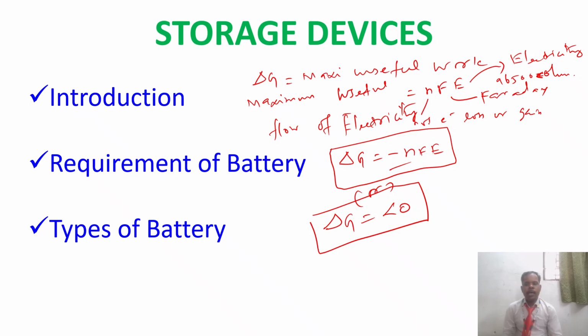A battery is an arrangement of several electrochemical cells connected in series. That is called a battery, which can be used as a source of direct electric current.